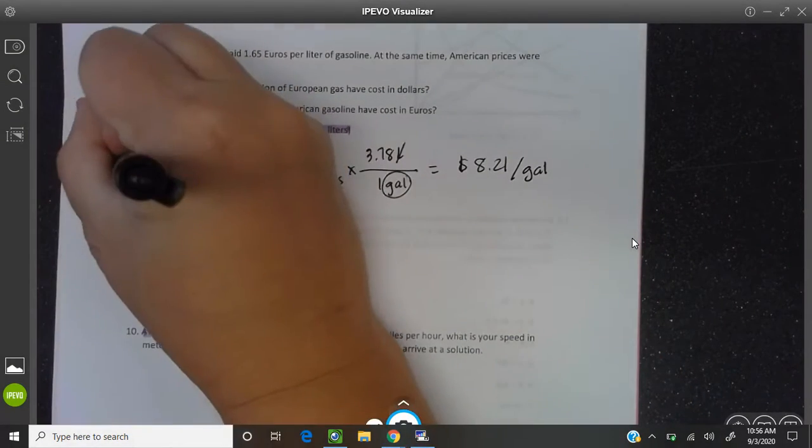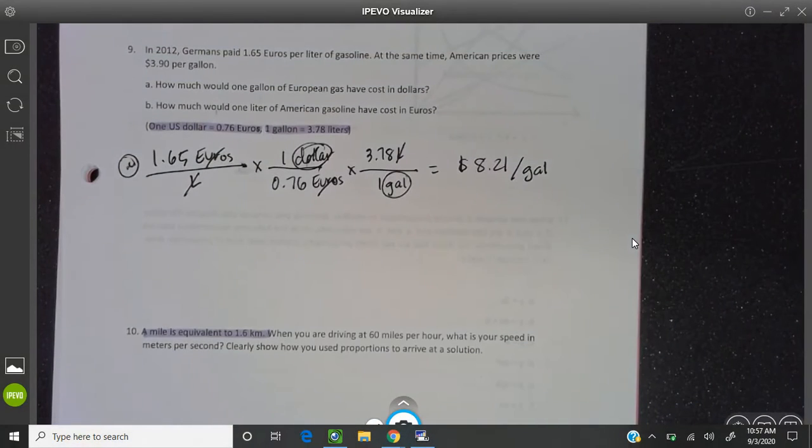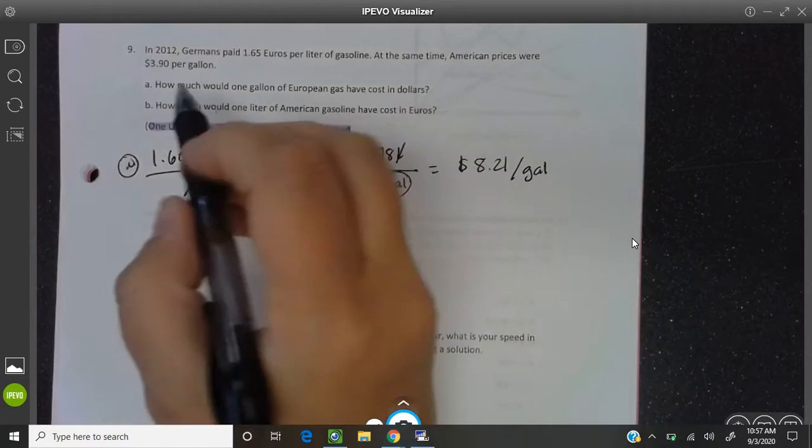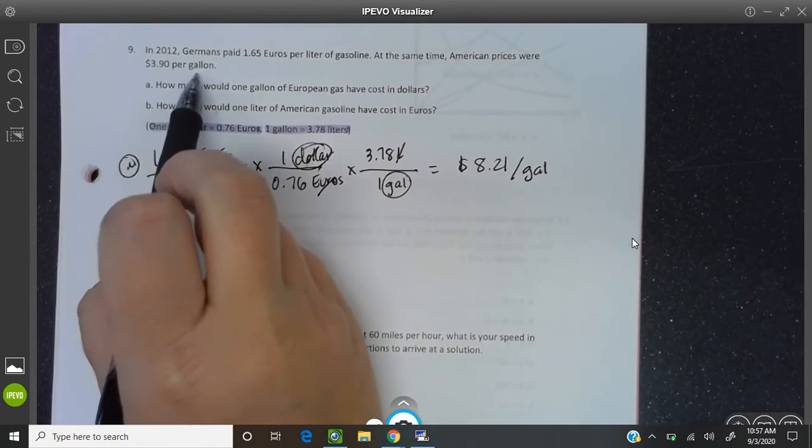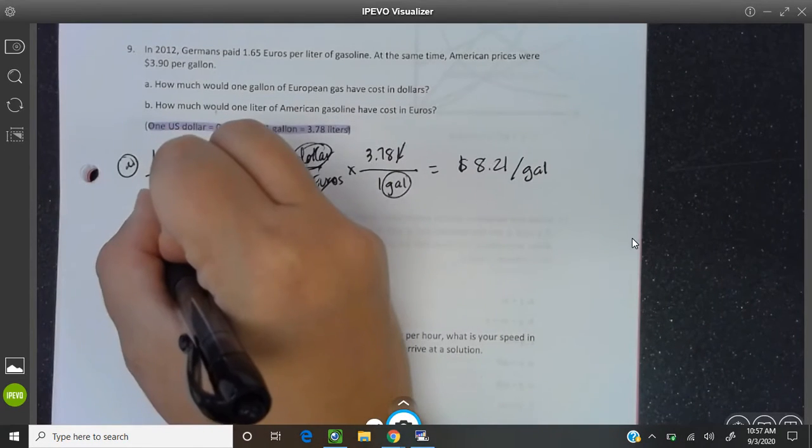So that's part A. Part B says, how much would a liter of American gas cost in euros? So we're going to take our $3.90 a gallon American gas.